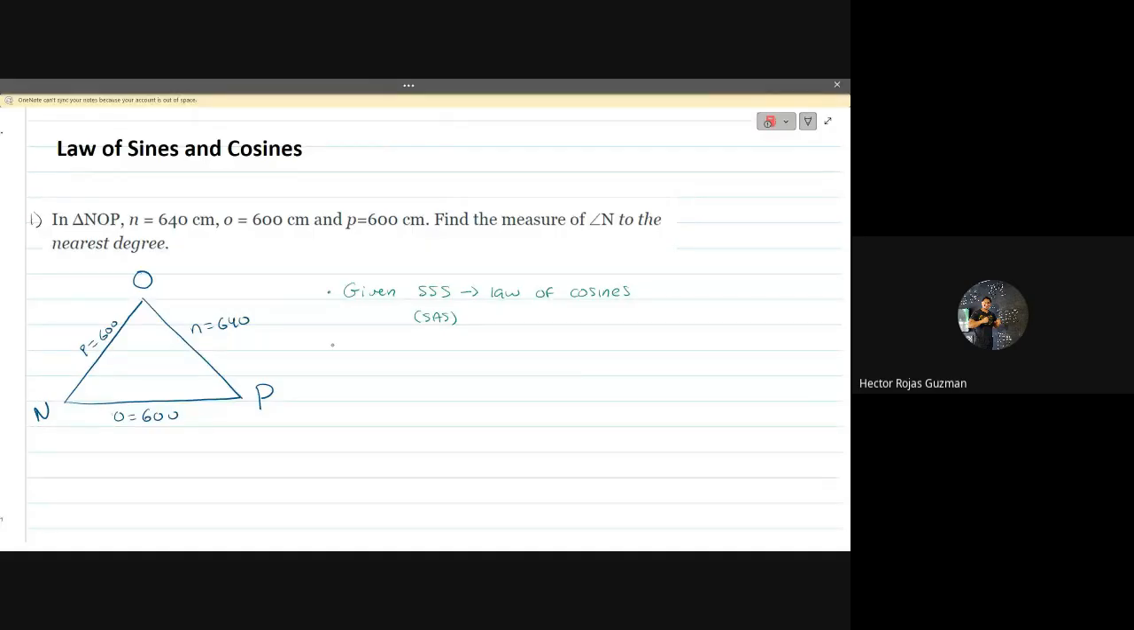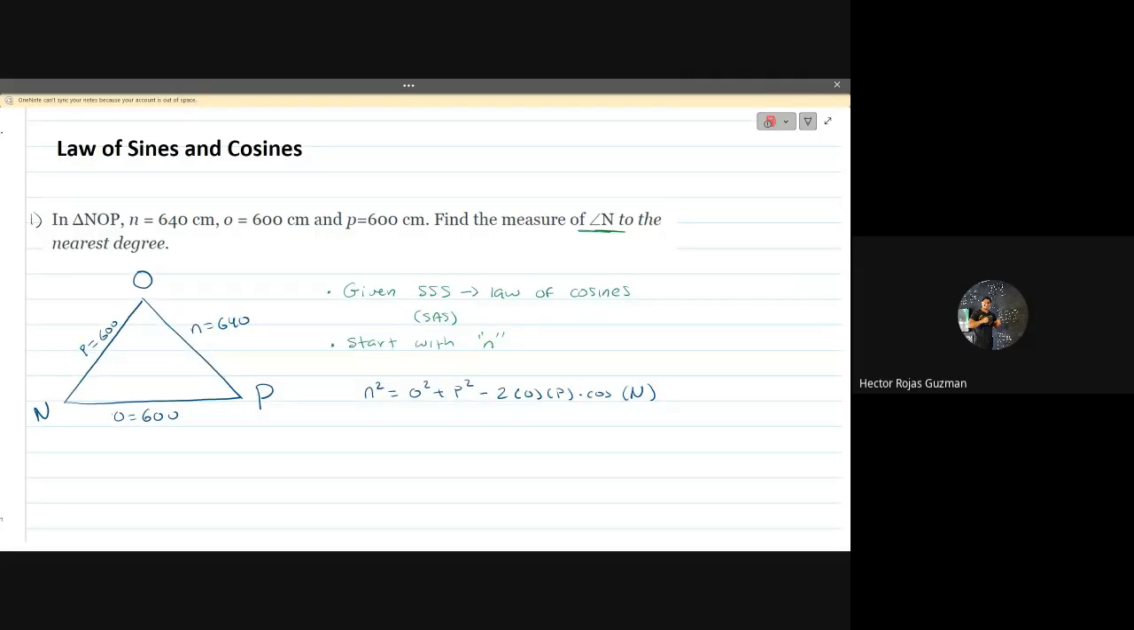Now, next. Since I'm looking for the measurement of angle N, start the formula with N. That's the suggestion on how to set it up. If I'm looking for angle N, you should start with side N. So here's the formula: N squared equals O squared plus P squared minus 2 times O times P times cosine of N. So that's the setup.